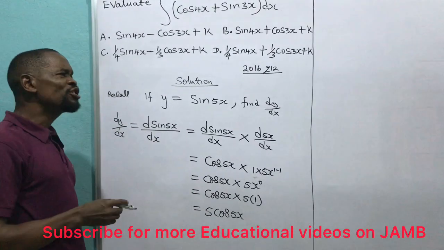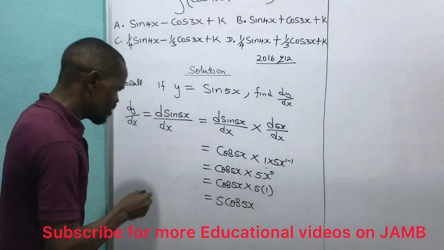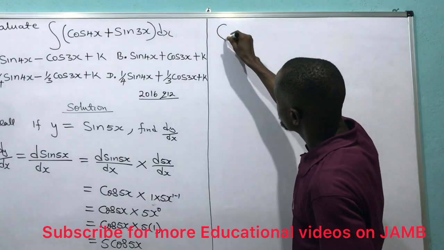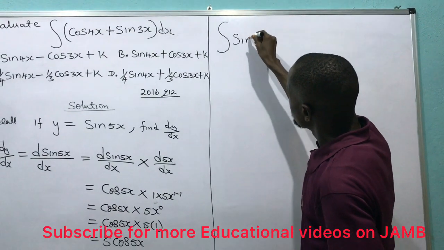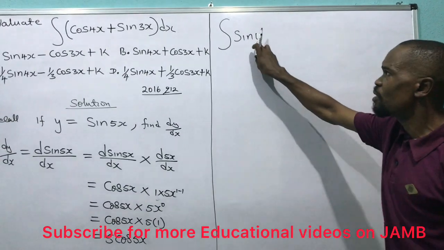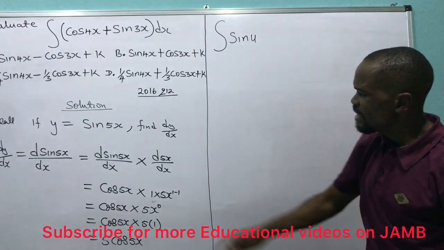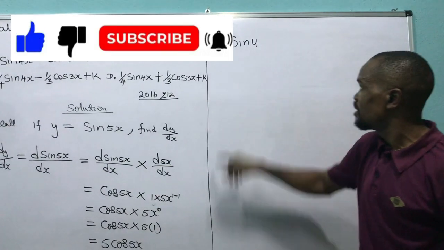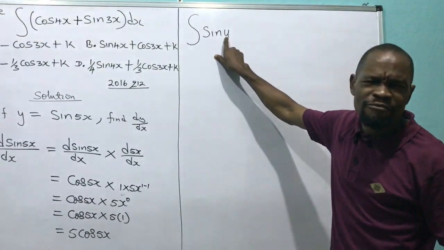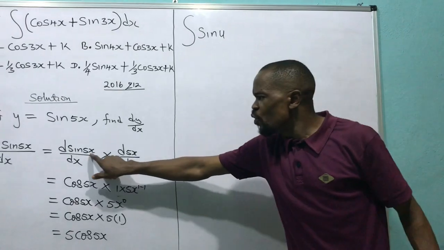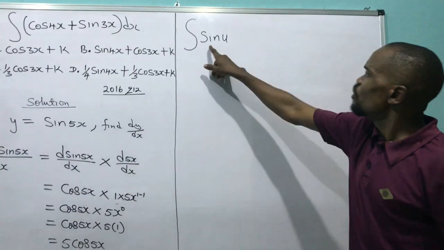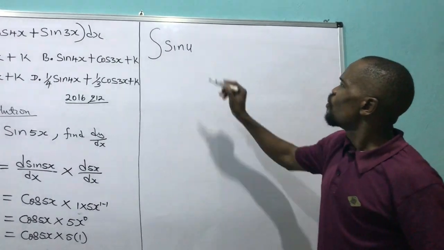Then integration of sine. Are you following now? If I come here to say integrate sine, that means we should return sine u. Integration of sine u. You remember what I said about u? u can be any angle, either theta or 2x or 5 or 7 or whatever, but I know it as my angle. In this case, I have u to be 5x. So if we are asked to integrate sine, what do we do?